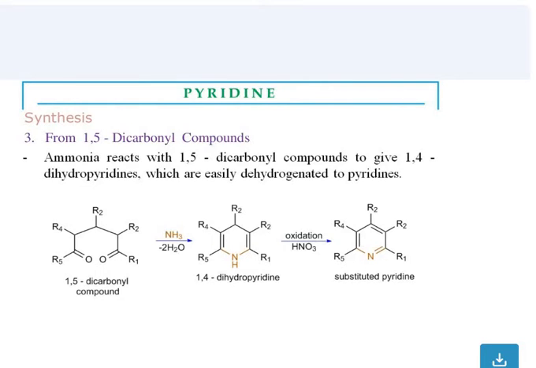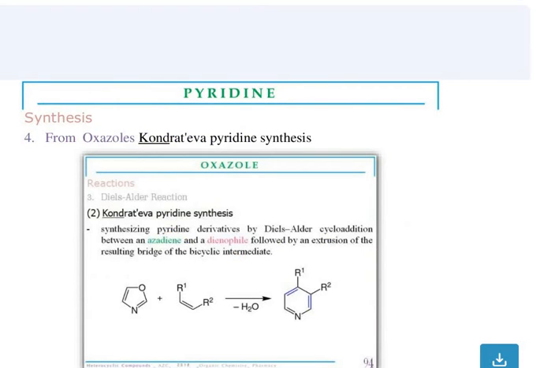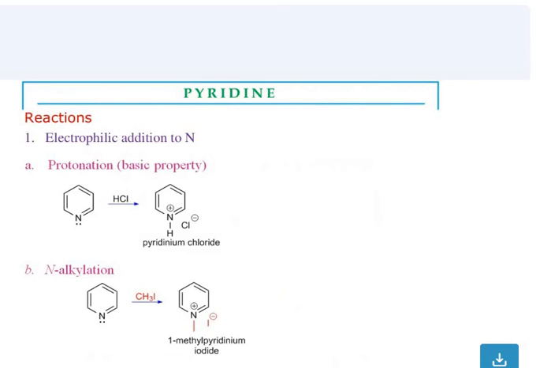So from 1,5-dicarbonyl compounds, ammonia reacts with 1,5-dicarbonyl compounds to give 1,4-dihydropyridine, which is easily dehydrogenated to pyridines. Look at this reaction scheme. From oxazole, this is a very important reaction. Synthesizing pyridine derivatives by Diels-Alder cycloaddition between an azadiene and a dienophile, followed by extrusion of the resulting bridge of the bicyclic intermediate.